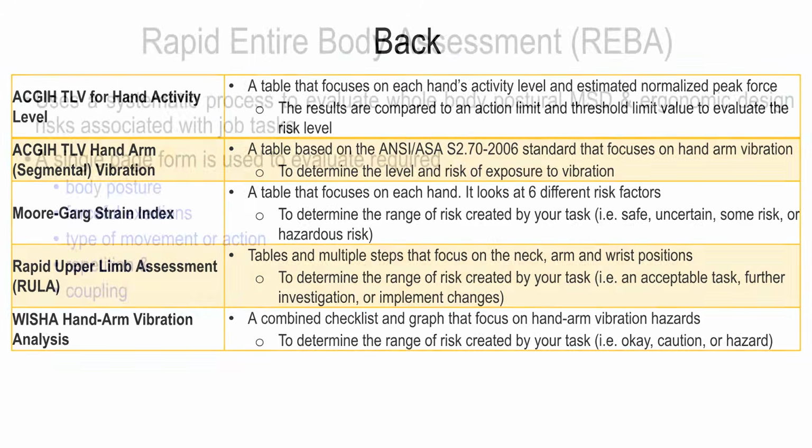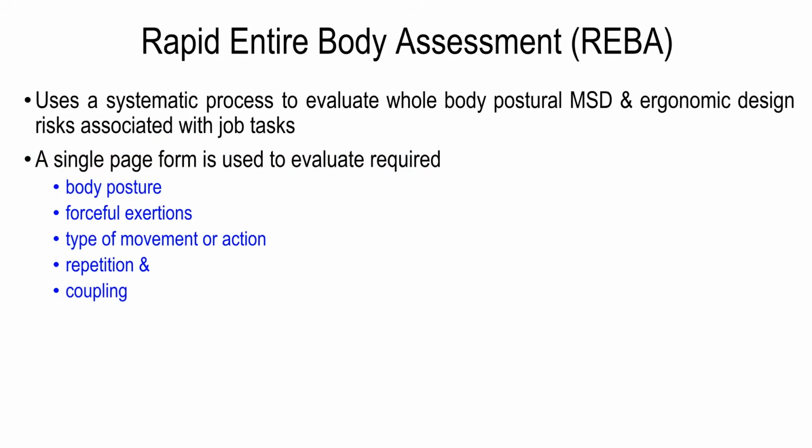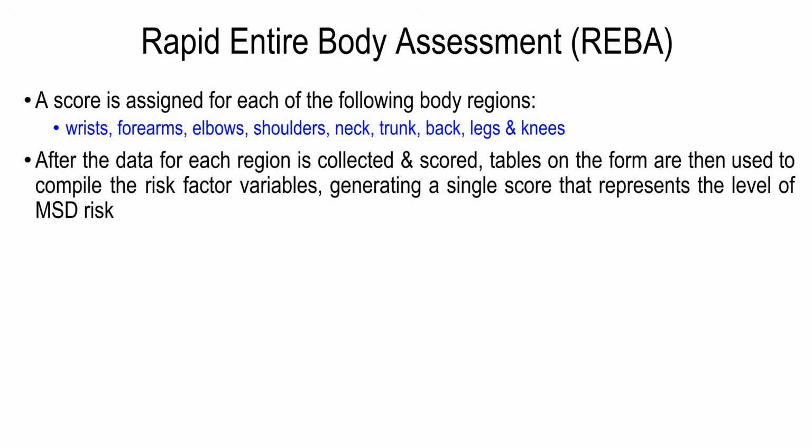well as vibration hazards. The Rapid Entire Body Assessment, or REBA, systematically evaluates whole body postural musculoskeletal disorder, or MSD, and ergonomic design risks. It uses a single-page form to assess body posture, forceful exertions, type of movement or action, repetition, and coupling. REBA assigns scores to body regions like wrists, forearms, elbows, shoulders, neck, trunk, back, legs, and knees. These scores are compiled using tables to generate a single value representing the overall level of musculoskeletal disorder risk.